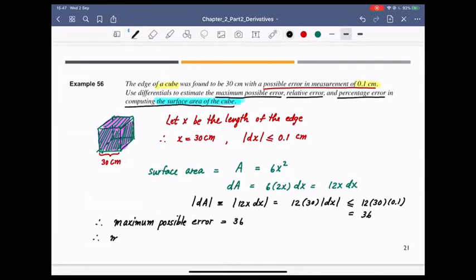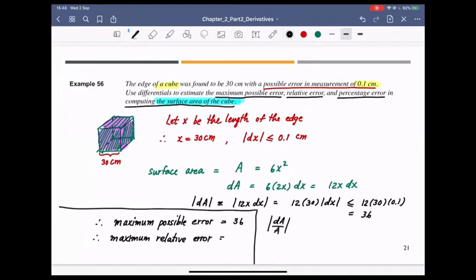So let's look at your maximum relative error. What is your maximum relative error? That means you have to compute absolute dA over A, right? Because you're going to compare how the surface area changes compared to the given surface area. So the dA is not going to be bigger than 36, which we just computed on the previous question. And then your A, the surface area, is going to be 6 times x squared, where x is 30.